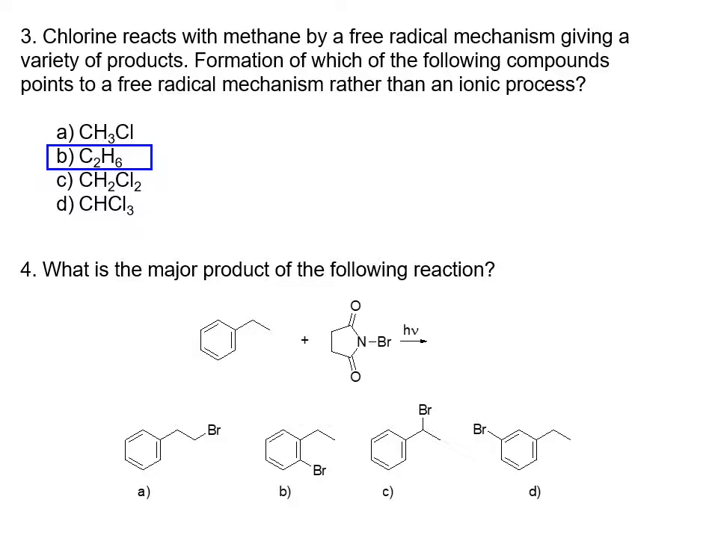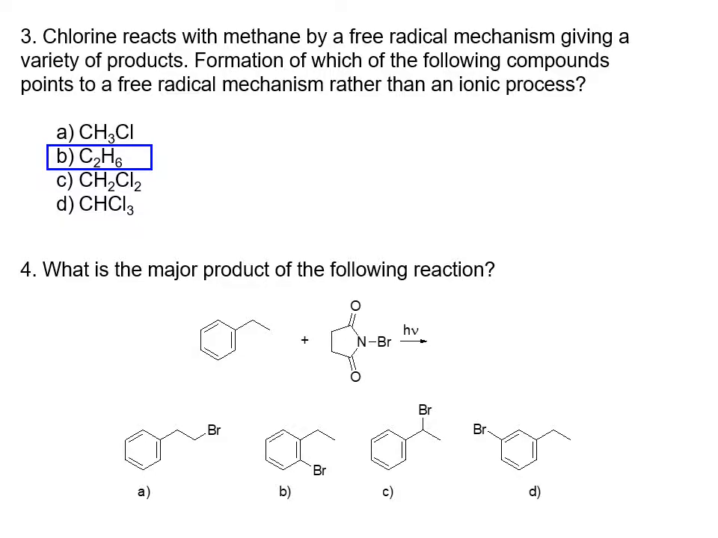Dimerization is characteristic of non-polar free radical reactions. That's a product of a termination step where two methyl radicals combine to form a molecule of ethane. Only non-polar reactions result in the formation of dimers.